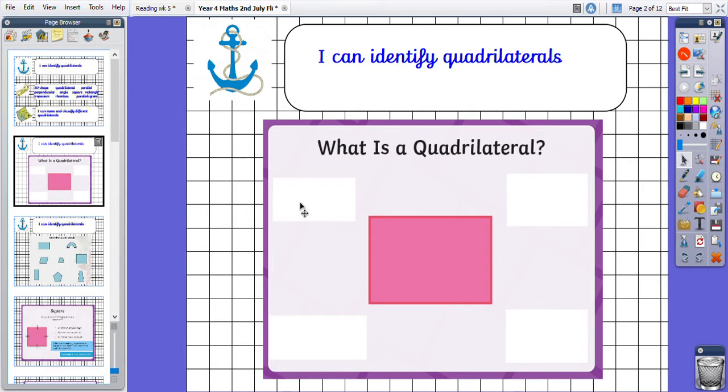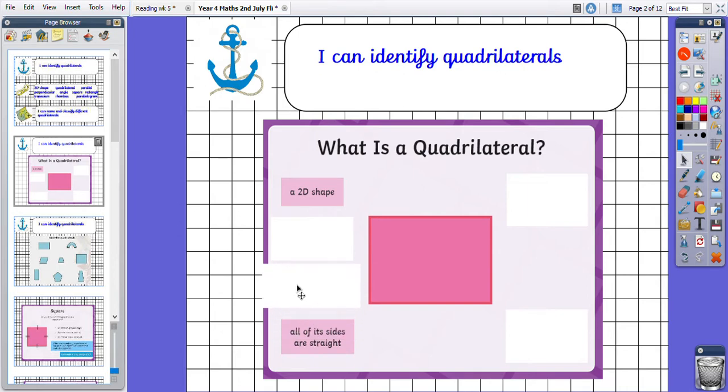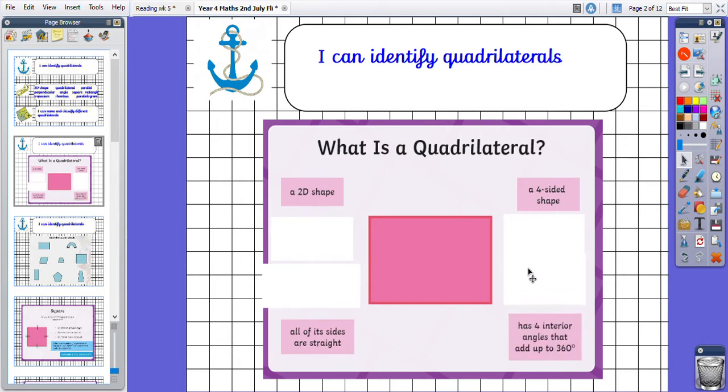Okay, so a quadrilateral is a 2D shape. All of its sides are straight. It's a four-sided shape. We know it's four sides at all times because of the word quad. The word quad means four, so it's a four-sided shape. And all the angles add up to 360 degrees.